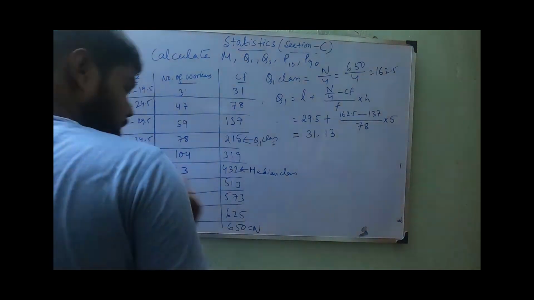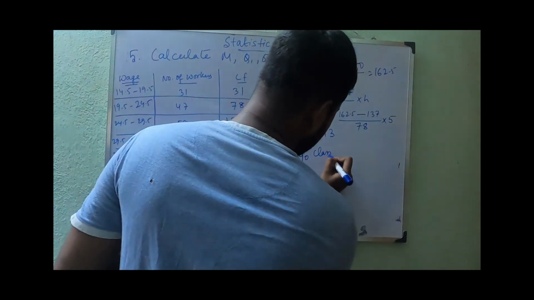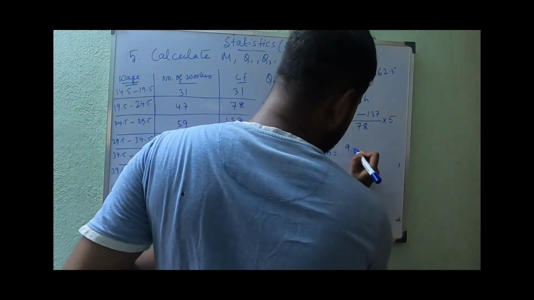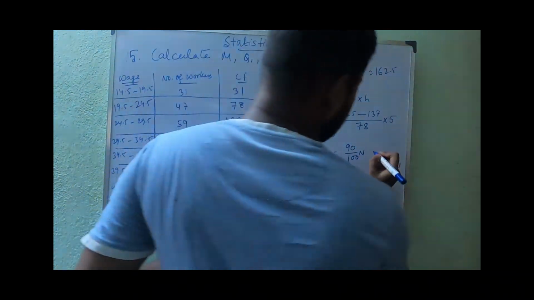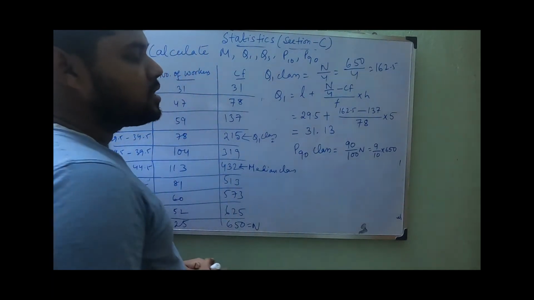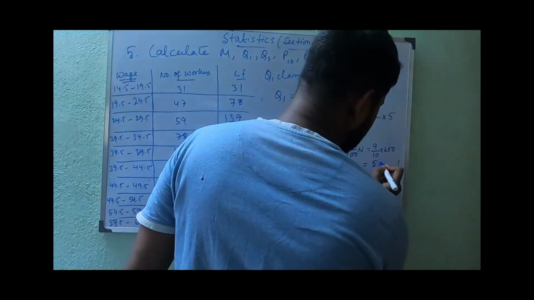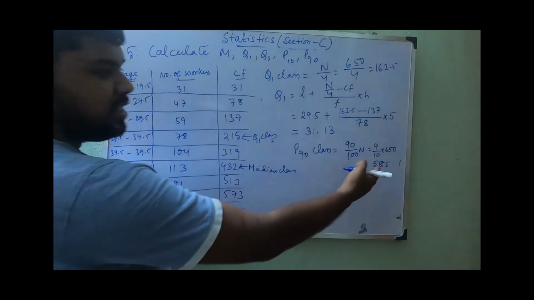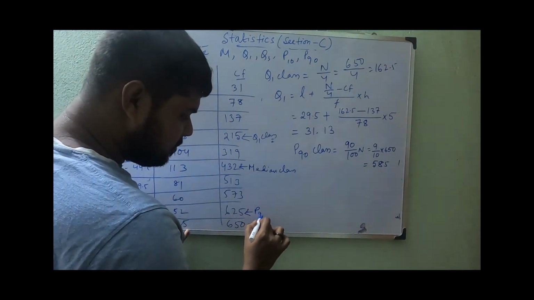Let me write it here only. First the P90 class. I need to find which one is the P90 class. The P90 class will be 90 by 100 n, or 9 by 10 n. So therefore this is your 585. Any class containing this or more, so basically this is your P90 class.